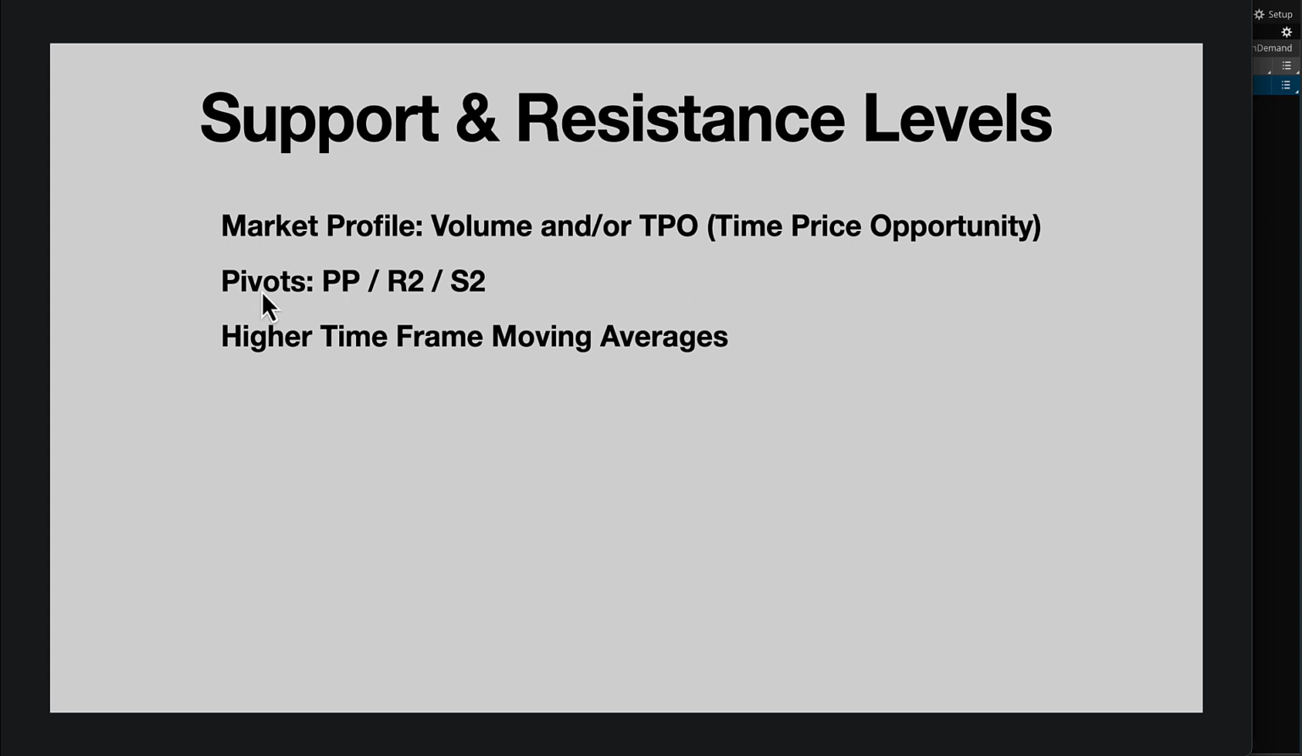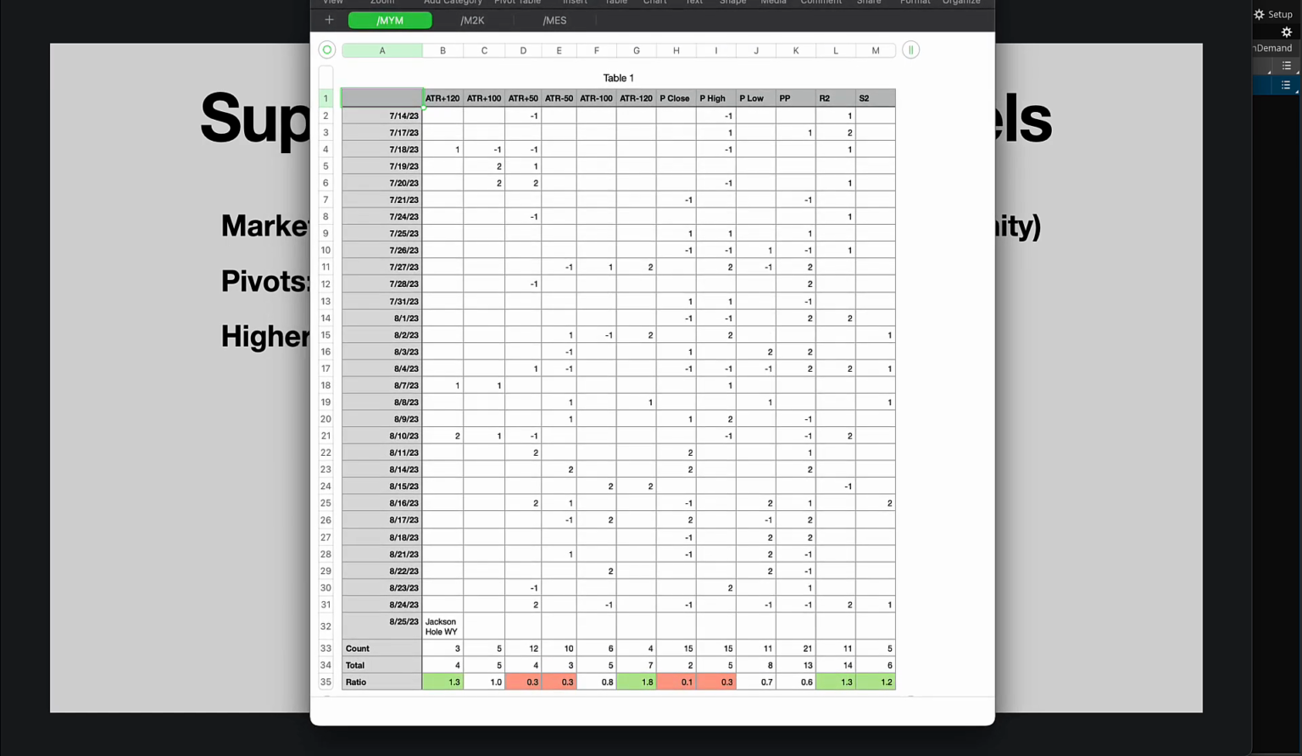So I've included the daily pivot or PP as well as R2 and S2, and I've got higher time frame moving averages. Now I want to take a moment here before we get into the slideshow and explain to you what we've done in selecting these levels. I want to show you some of the work that I've done. And this is just an example of something that I've done here.